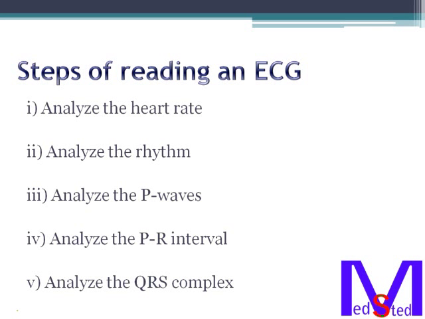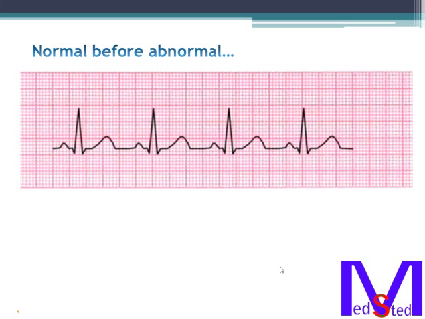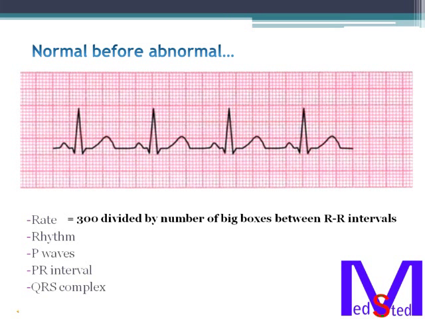Next, we have to analyze the PR interval. Is the interval less than 0.2 seconds? That is less than one big box. Lastly, we'll analyze the QRS complex and check if it's less than 0.12 seconds. That is less than 3 little boxes. Before we know what is abnormal, let's have a look at what is normal.